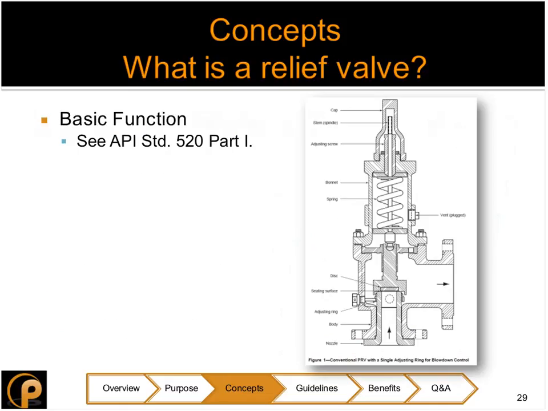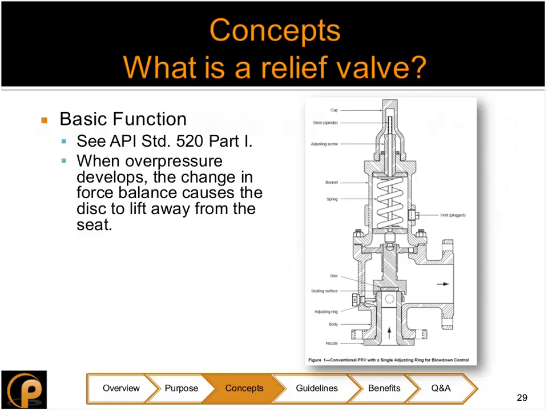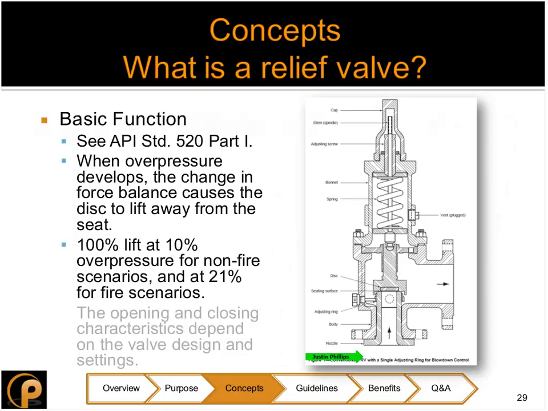So reviewing the basic function of a pressure relief valve, this comes out of API Standard 520 Part 1. It's a cross-section of a conventional unbalanced valve. The protected system lies beneath. Let me grab my little arrow right here. The disposal system lies somewhere over here, off screen to the right.